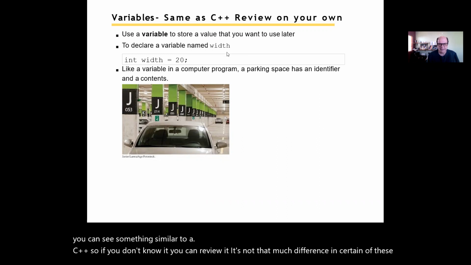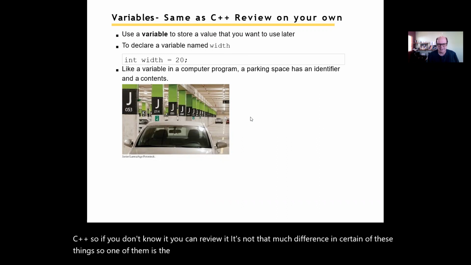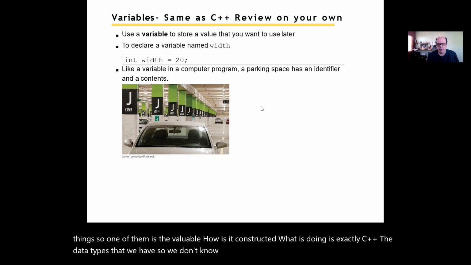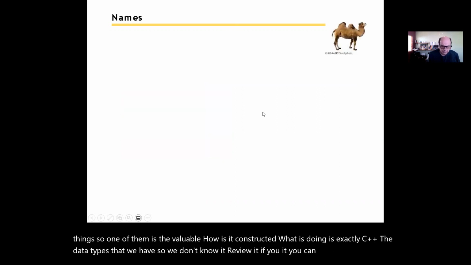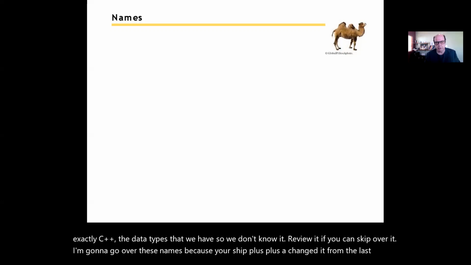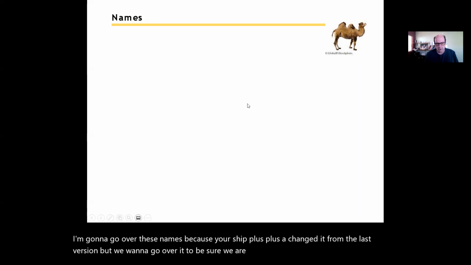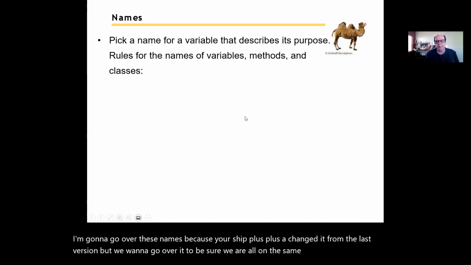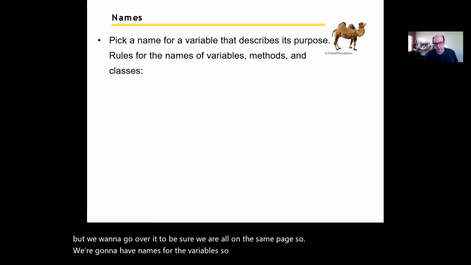One of them is the variable. How is it constructed? What it is doing is exactly like C++, the data types that we have. So if you don't know it, review it. If you know it, you can skip over it. I want to go over these names because your C++ changed from the last version, but we want to go over it to be sure we are all on the same page. So we're going to have names for the variables so we can identify them.